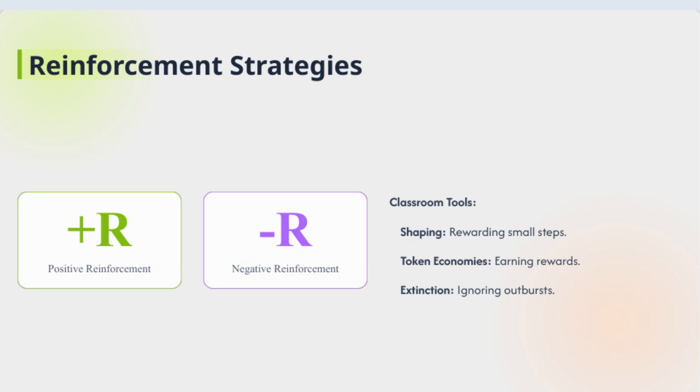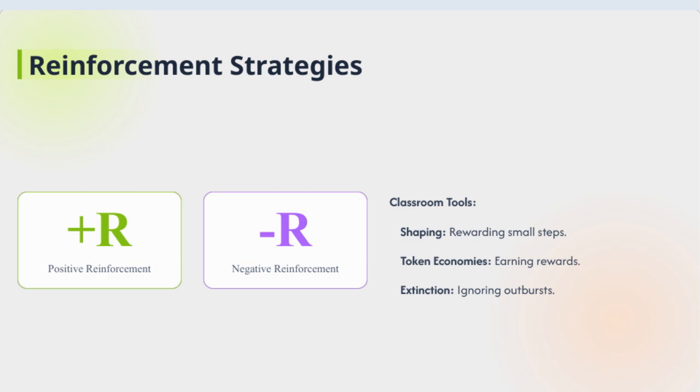This helps students build confidence and gradually develop the skills we're aiming for. Now let's look at classroom tools. Negative reinforcement, marked as R with a minus sign, involves removing an unpleasant stimulus when the student exhibits the desired behavior. For example, reducing a difficult task if the student cooperates.